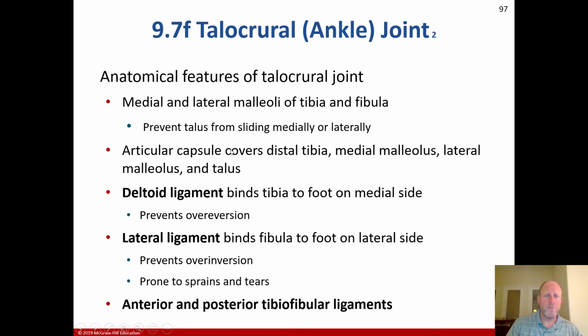As far as the anatomical features of the talocrural joint, there's an articular capsule that covers the distal tibia, the medial malleolus, and the lateral malleolus and the talus. The deltoid ligament binds the tibia to the foot on the medial side and prevents over-eversion. The lateral ligament prevents over-inversion, the opposite, preventing you from putting too much weight on the outside of your foot, whereas the deltoid ligament helps prevent too much weight toward the inside of your foot when you land.